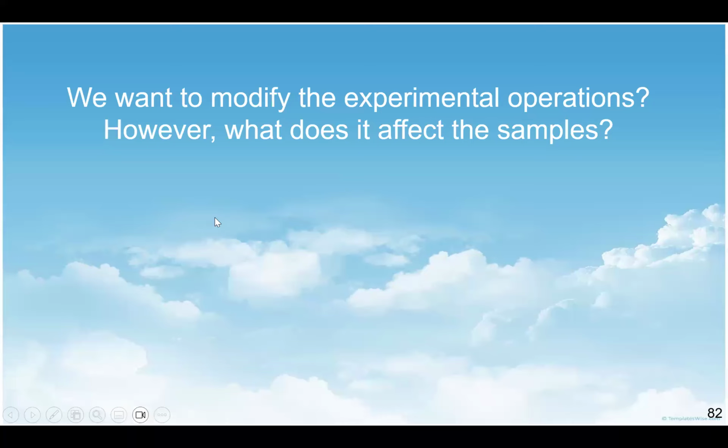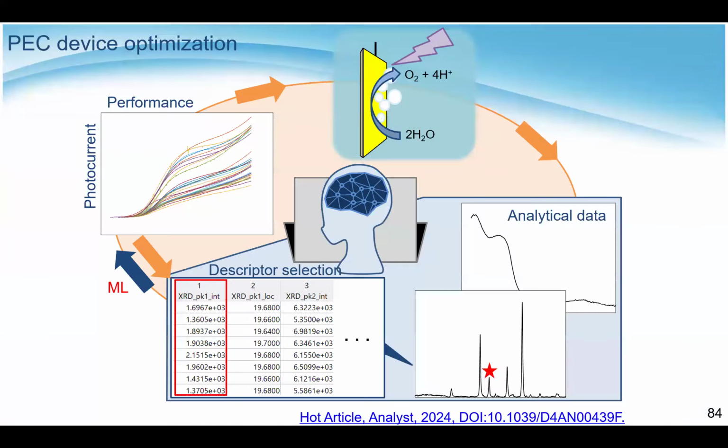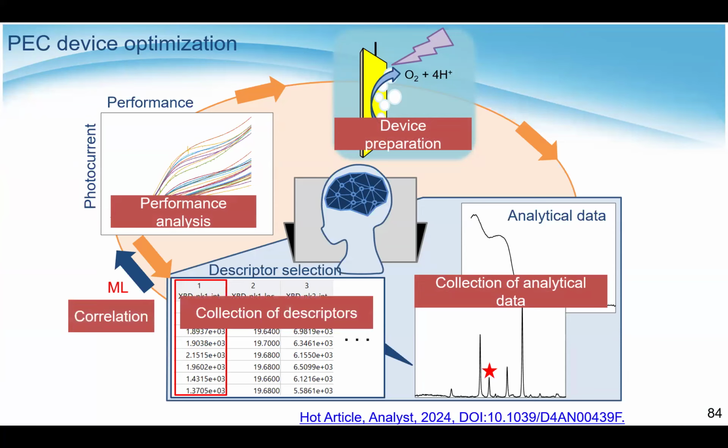And in any case, you want to modify the experimental operation. However, how does it affect the samples? And you can tell it from the operational SHAP analysis. So here's our strategy. We prepare the sample, do performance analysis, collect the analytical data, and collect the descriptors. And during this correlation, we do the machine learning. And during this process, we can find the important factors for the performance. Okay?